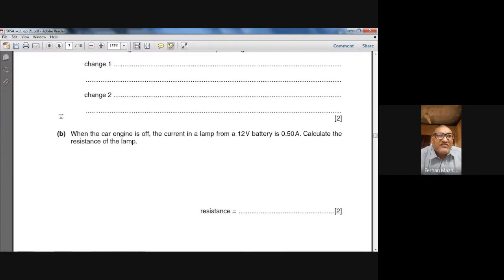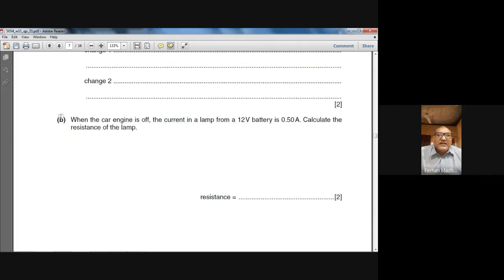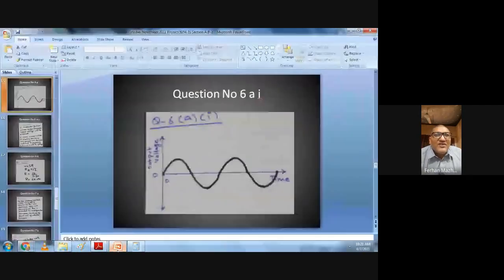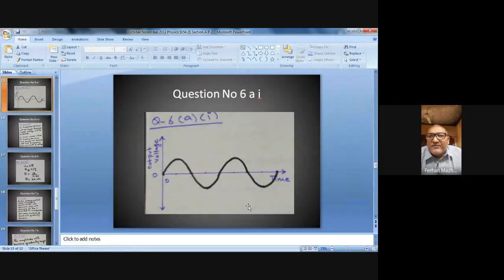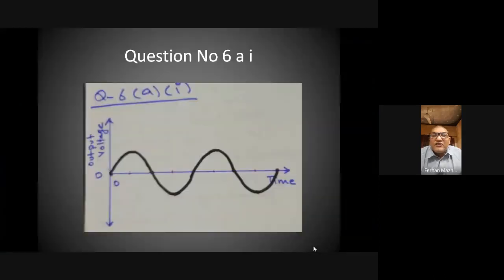Then the B part: when the car engine is off, the current in the lamp from a 12-volt battery is 0.050 ampere. Calculate the resistance of the lamp. Simply apply the formula V equals IR. If you know the voltage and the current, simply put in the values and you will find R. R equals V divided by I. I've done this on paper. Let me show you my work, and then we will check the marking scheme.